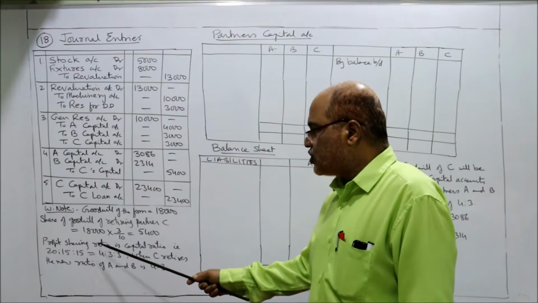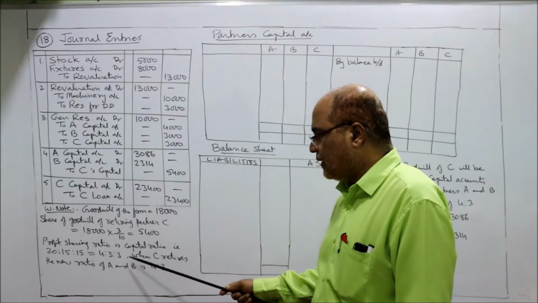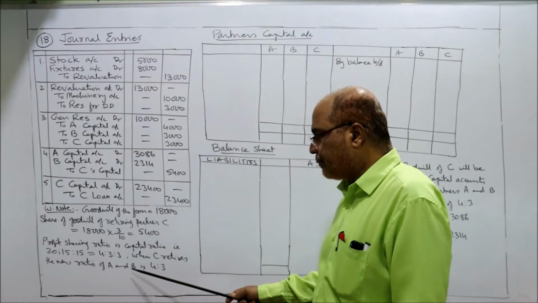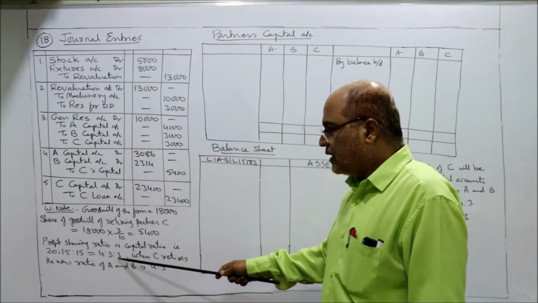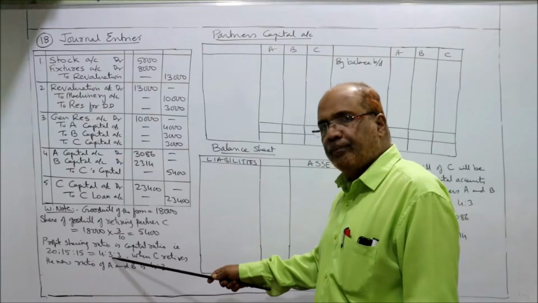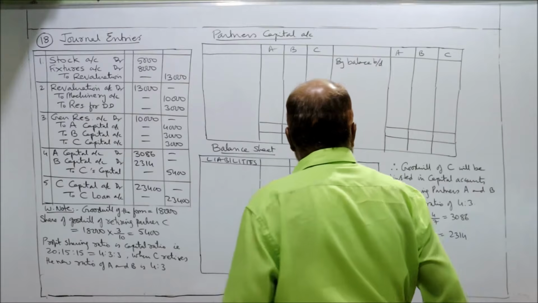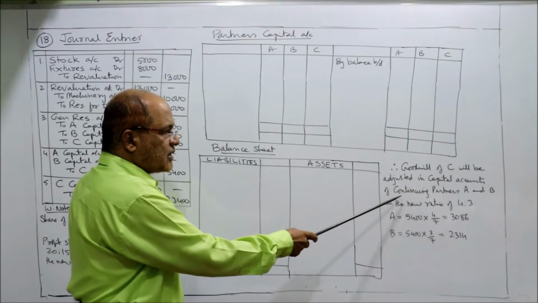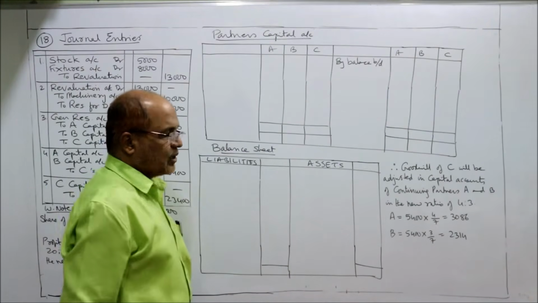The profit sharing ratio is the capital ratio, that is 20, 15, 15, 4 is to 3 is to 3. When C retires, the new ratio of A and B will be 4 is to 3. When C is retiring, the continuing partners are A and B. The ratio of A and B is 4 is to 3. Therefore the goodwill of C will be adjusted in the capital accounts of continuing partners A and B in the ratio of 4 is to 3.